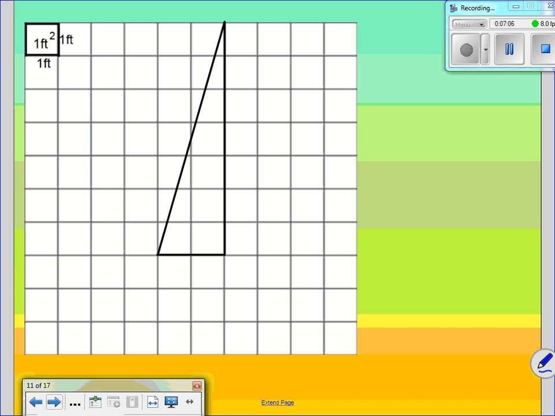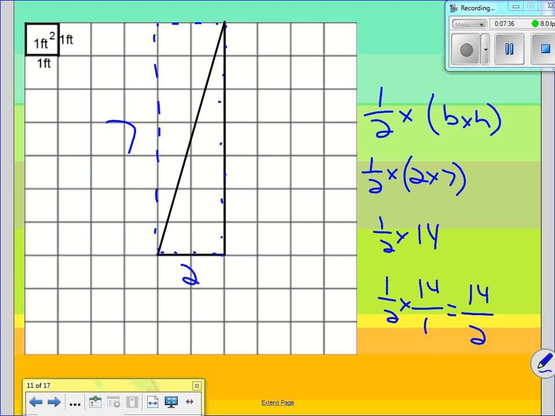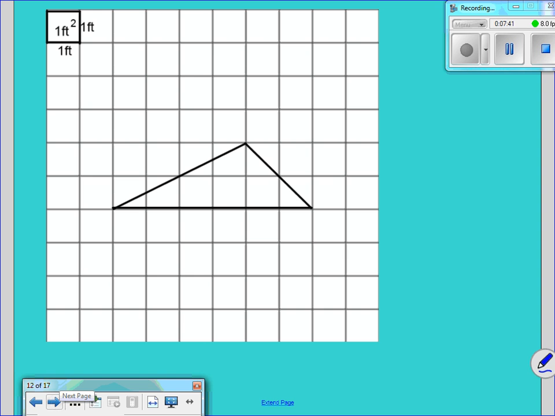Use my formula again. Half of the base times the height. Let's take a look here. Where's my base? 2 is my base. My height: 1, 2, 3, 4, 5, 6, 7. 7 is my height. Half of 2 times 7. Half of 14. Half times 14 over 1 equals 14 over 2. How many 2's go into 14? Exactly 7.